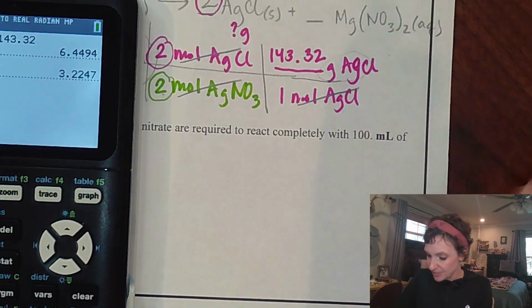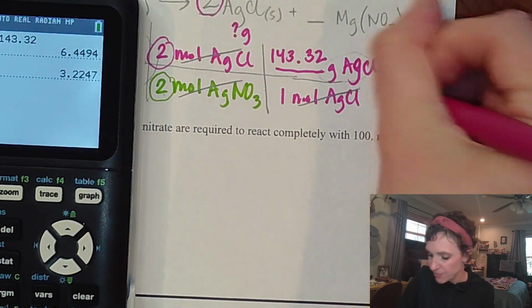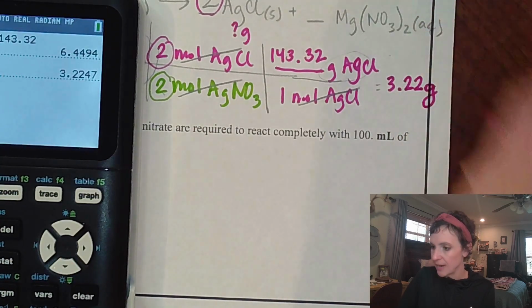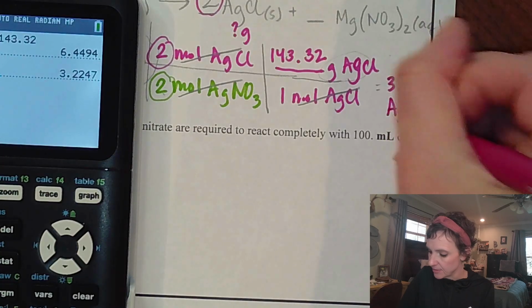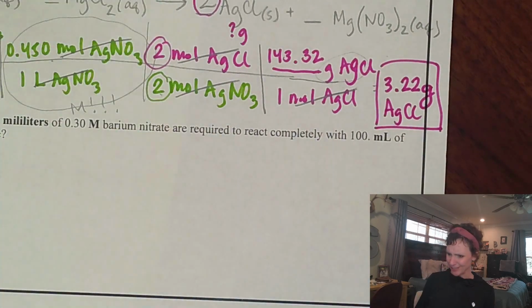So my answer is going to be, and I think I'm going to still use my red because this is my ending substance and I like to keep it the good theme, 3.22, and the units are grams of silver chloride. Yes. Okay. So that was our first little stoichiometry problem.